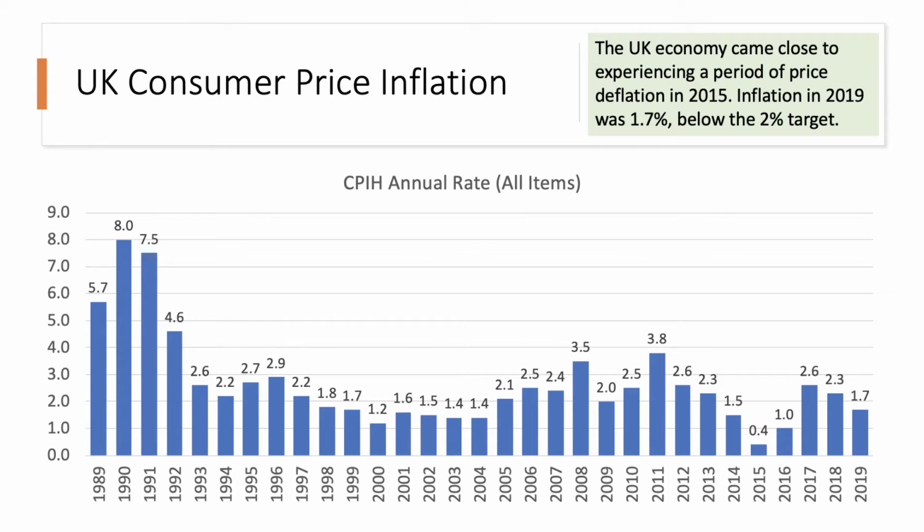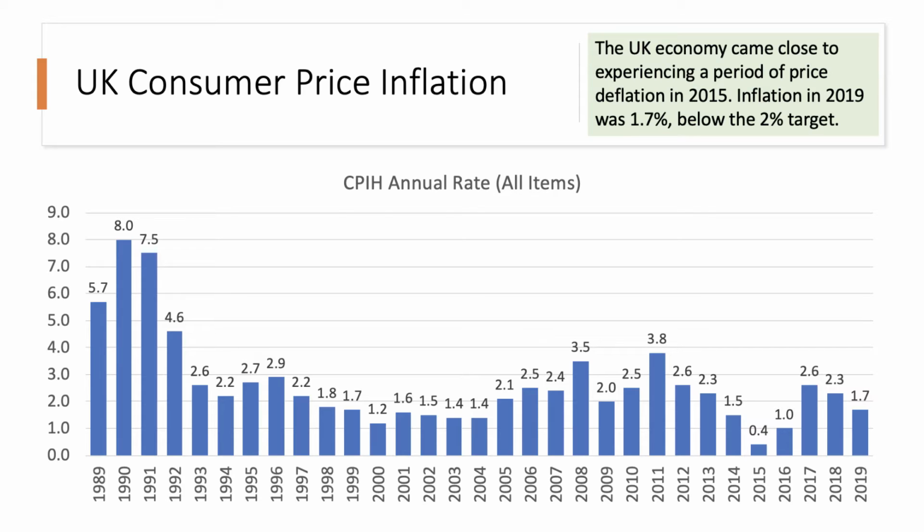So the Consumer Price Index is the main measure of inflation in the UK. And in 2019, the UK economy had inflation of 1.7%. That's below the 2% target. Notice in 2015, we came quite close to experiencing a year of price deflation. Inflation in that year was less than 0.5%.